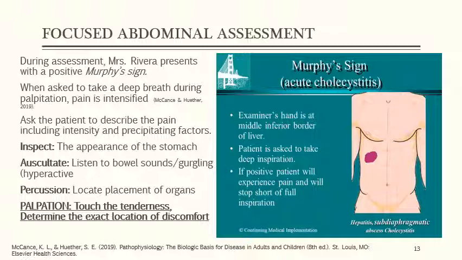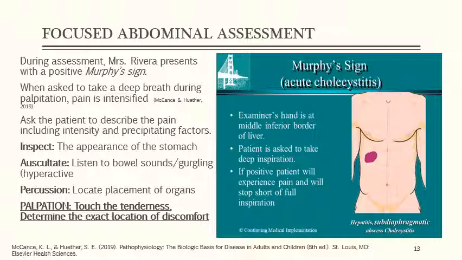And it is an indication that intervention is not only necessary but imperative to make sure that complications do not arise. So you want to ensure that you ask your patient to describe the pain, to include the intensity, and what precipitates the pain to intensify.